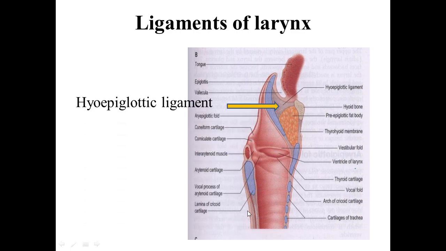Then the hyoepiglottic ligament. This is the sagittal section of the larynx. This is the hyoid bone and this is the epiglottis. From the hyoid bone to the anterior surface of epiglottis, this fan shaped ligament is the hyoepiglottic ligament. And then the thyroepiglottic ligament, from the posterior surface of thyroid cartilage to the lower end of the epiglottis.